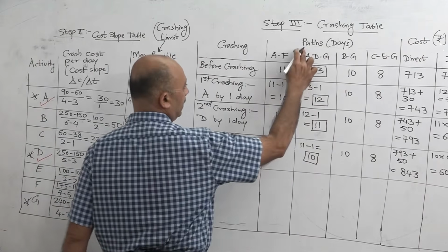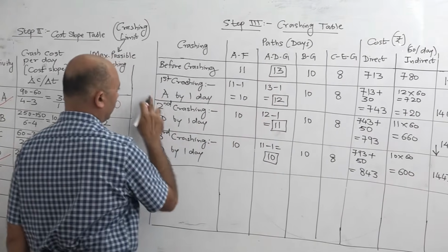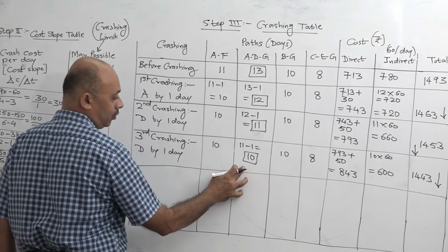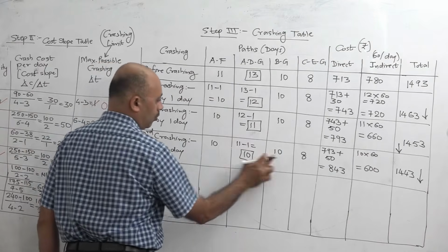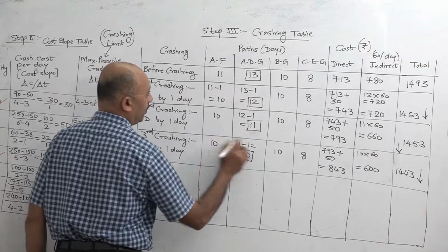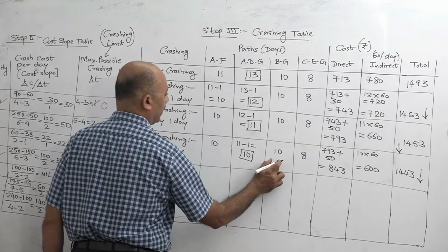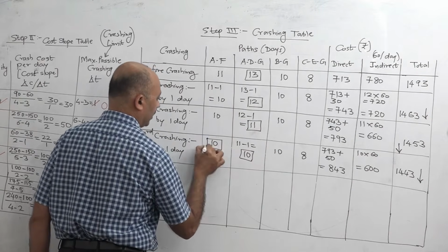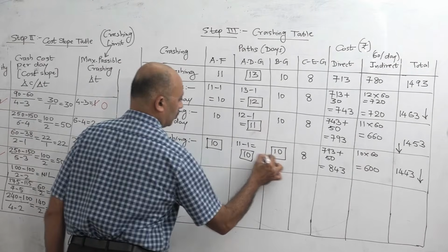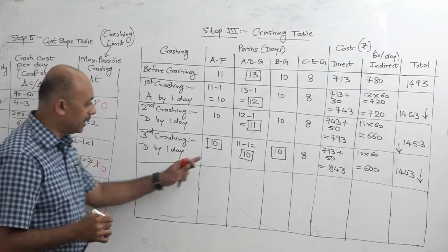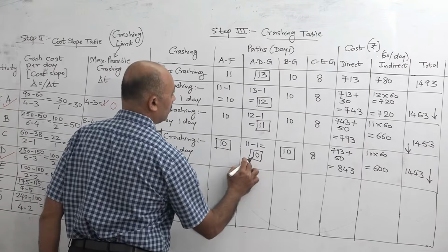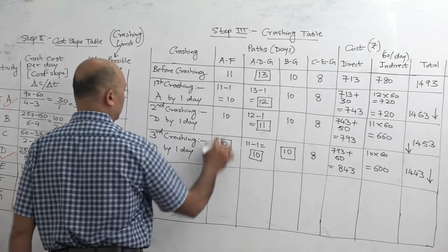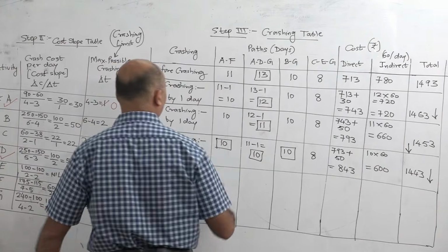Now our critical path ADG, originally it was 13 days. After 3 crashings, it has come down to 10 days. It means now critical path is of 10 days. And there are 2 more paths, that is AF and BG. They are also of now 10 days. It means they also now become critical. So this means now we have multiple critical paths. So we have 3 critical paths, AF, ADG and BG. So now these activities will also become critical in the table.